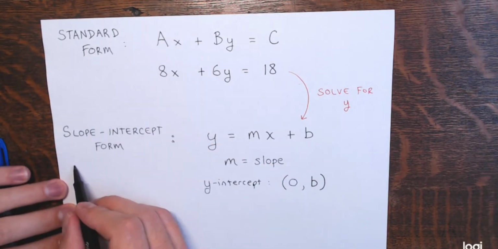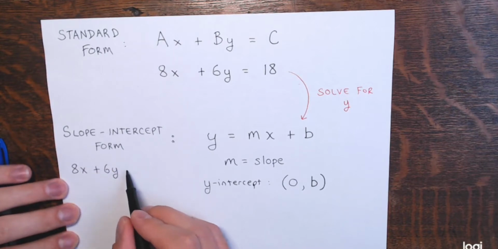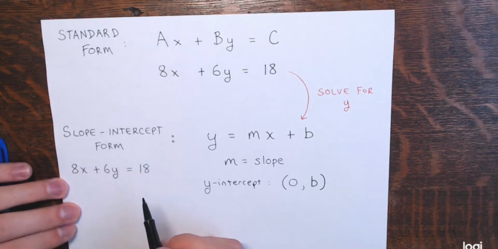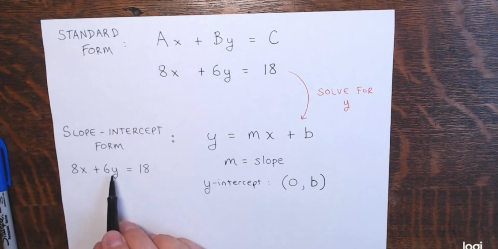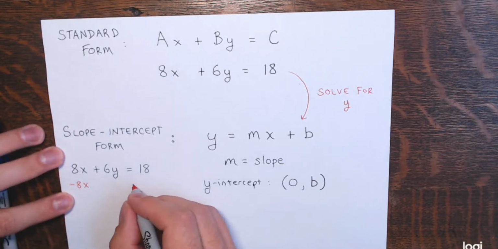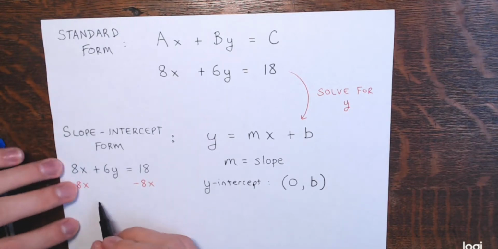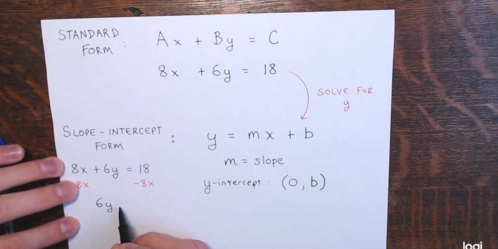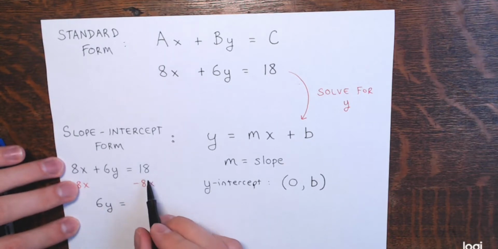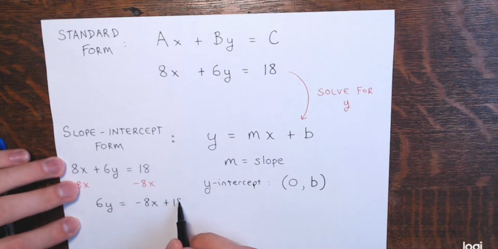So I take 8x plus 6y equals 18. We're going to solve for y, so I want to get all the terms that don't have y to the other side. First I would subtract 8x from both sides. That gives me 6y equals, and over here I typically like putting the variable terms first, so negative 8x plus 18.